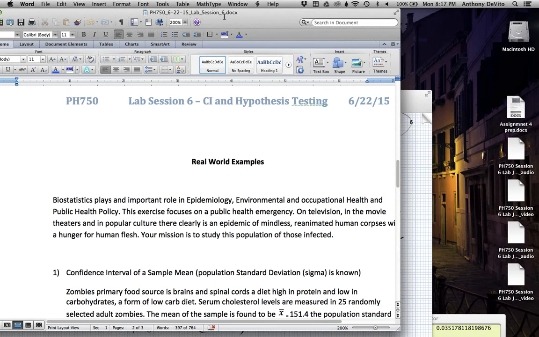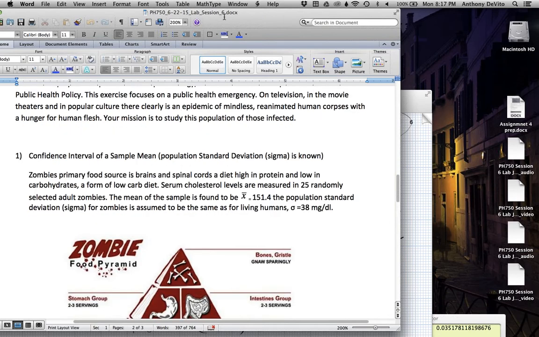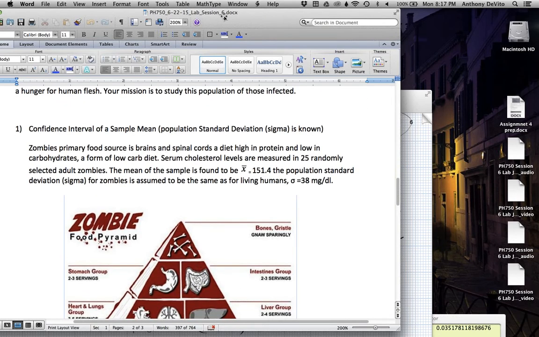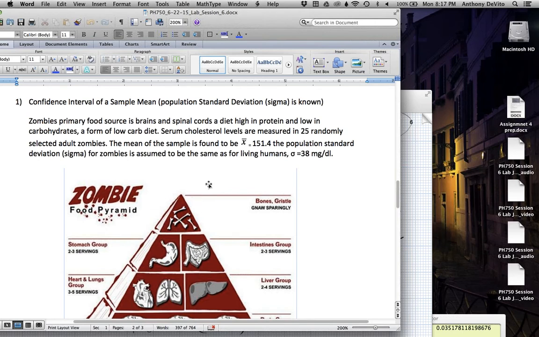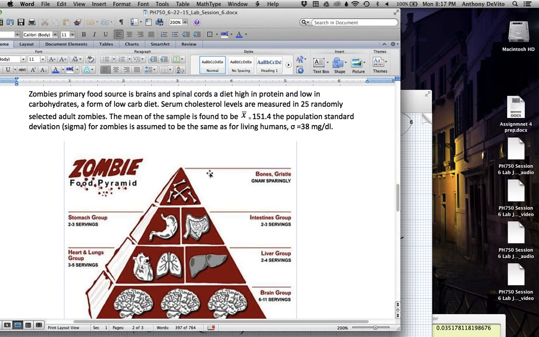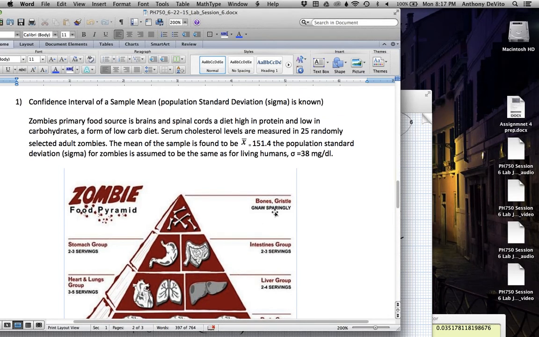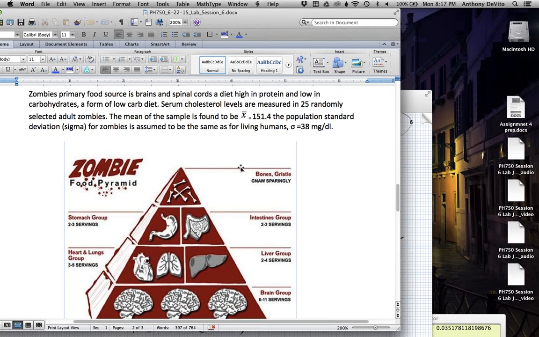Okay, so now we're going to move on to some real world examples. You know that in public health, there are a lot of underserved populations, right? One of the major underserved populations is zombies, right? Nobody worries about the public health of zombies. So we're going to take a look at the public health of zombies. The primary food source is brains and spinal cords, and so on and so forth. Here's a zombie food pyramid. You'll notice bones and gristle, not sparingly. Just cut down on that if you're a zombie.